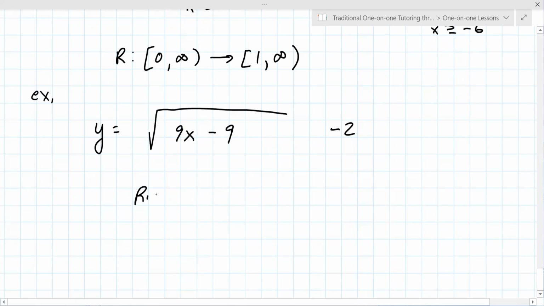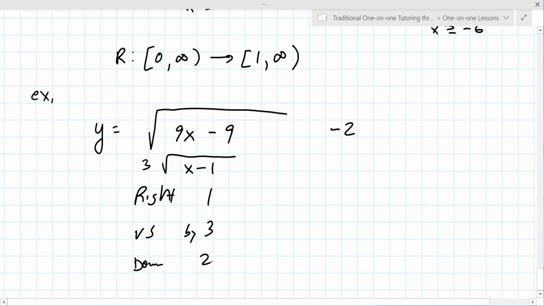Yeah, the order does matter. So I'm going to do it this way. It's right 1 because this ends up being 3 square root x minus 1. Right 1, vertical stretch by 3, and then down 2. Give me the domain here if you've done it yet or can tell me quickly. It's based on this. It would be x is greater than or negative or less than or equal to -1.